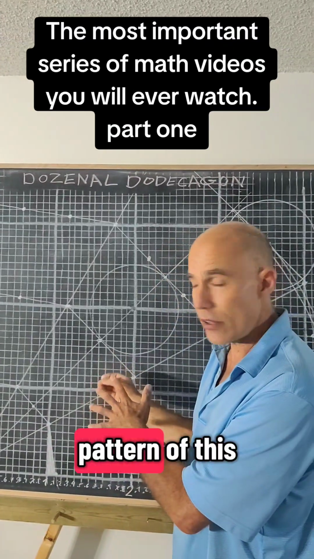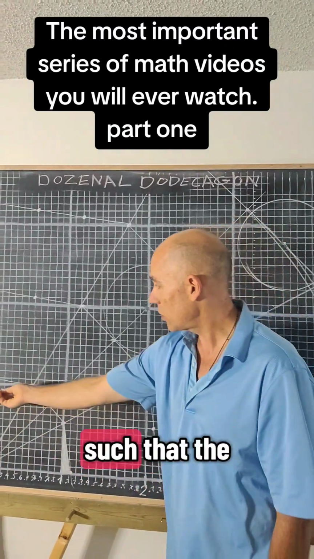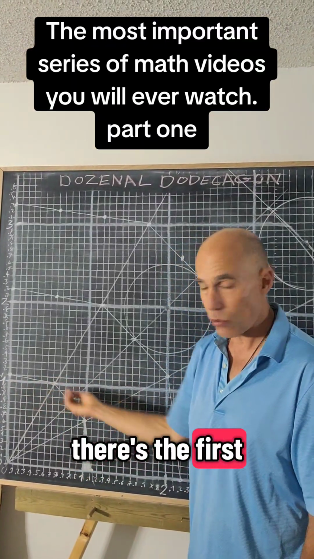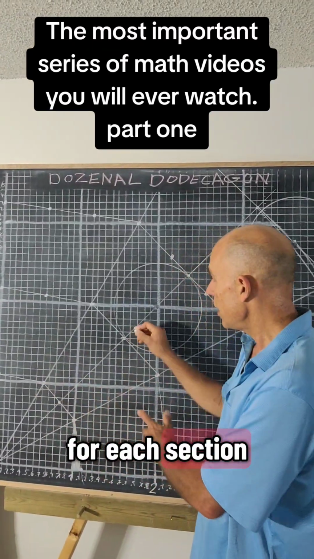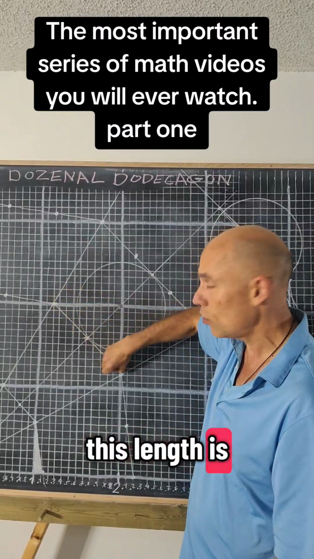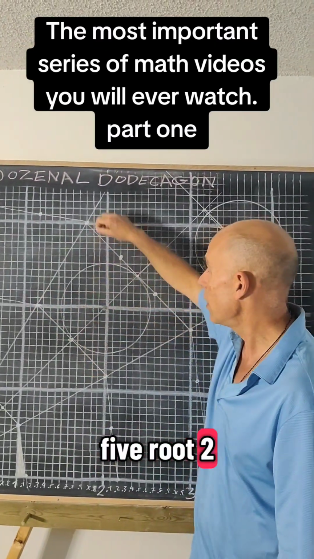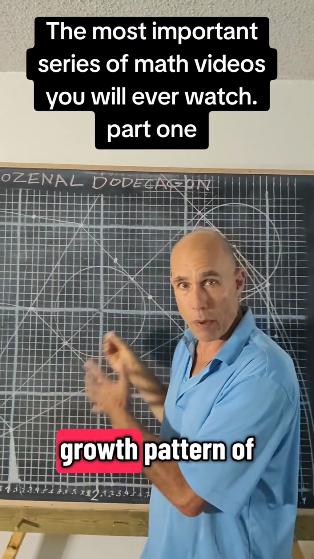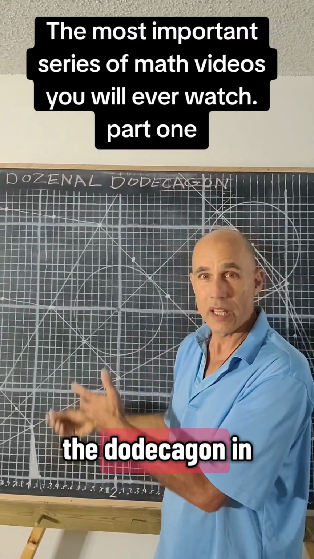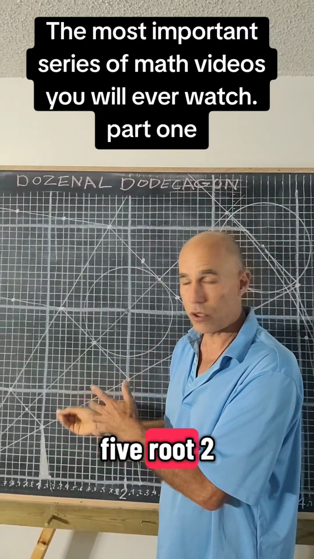So the growth pattern of this dodecagon is such that there's the first ring. It's all one length of 0.5 root 2 for each section. Here we have 2 times that. This length is 2 times 0.5 root 2. Here it's 3 times that, then 4 times that. So that's the growth pattern of the dodecagon in units of 0.5 root 2.